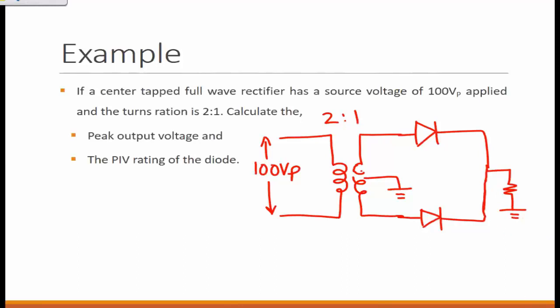So this is the circuit perspective of the same word problem that is mentioned up there. So either you see the statements like that given, or you will see a simple circuit something like that shown. So it's asking for the peak output voltage, which is the voltage at the peak at the output, and it is also asking for the PIV rating of the diode.